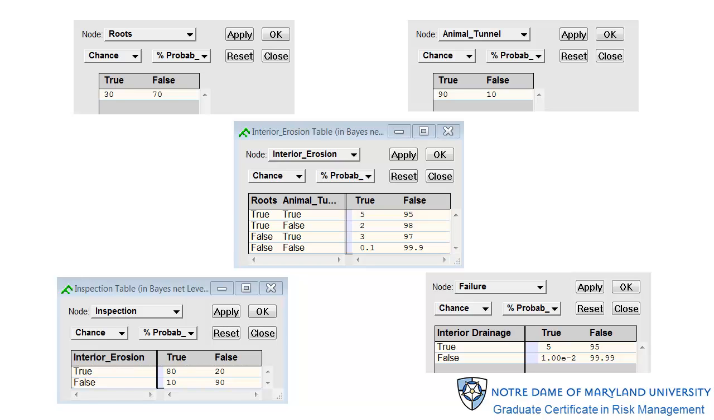When there is interior erosion, we see that the probability that an inspection will identify it correctly is 80%. There is a 20% chance that an inspection will fail to identify the interior erosion. Similarly, when there is no interior erosion, the inspection will report it as present 10% of the time. That would be an incorrect diagnosis. 90% of the time, the inspection would correctly identify no interior erosion when there in fact is none.